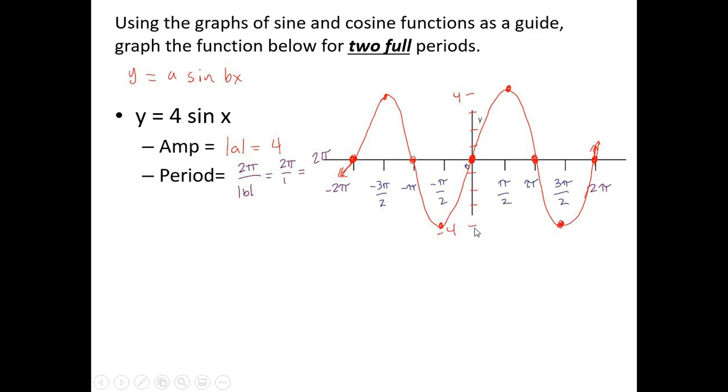Now you'll notice here that my scale is not the same because 2 pi over here would be 6 and then 4 would be here. So it's not necessarily the exact same scale for the y and x-axis. If you practice these on your calculator, you're going to want to enter your tick marks as pi over 2, pi, 3 pi over 2 for your x scale on your calculator. And if you have questions about that, you can ask about that.